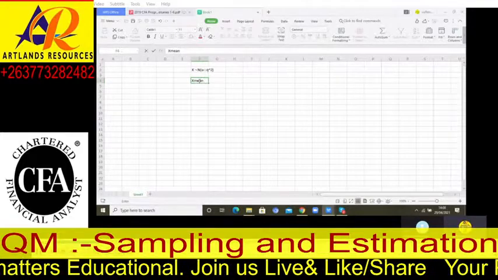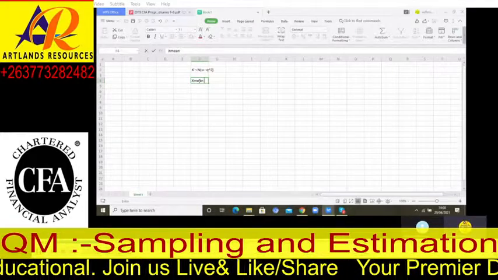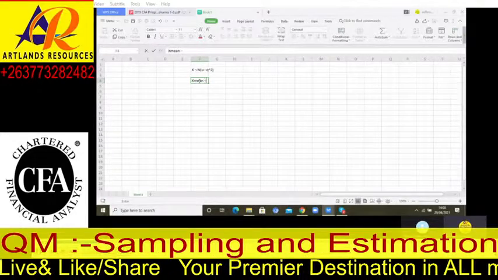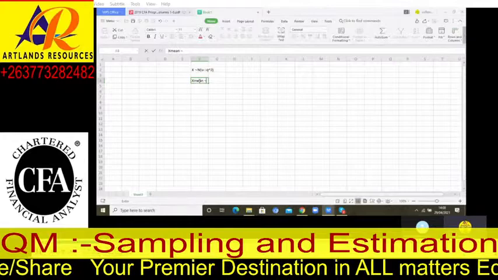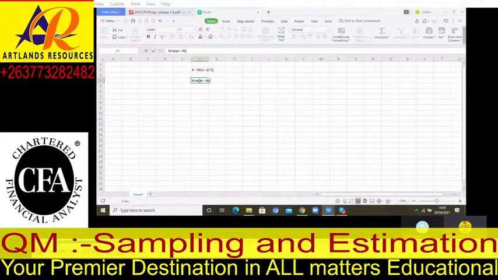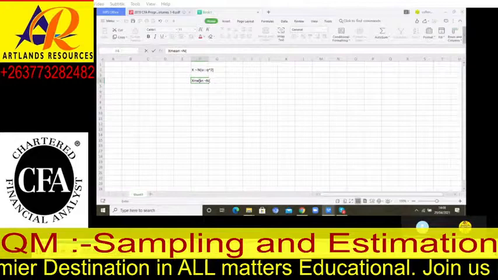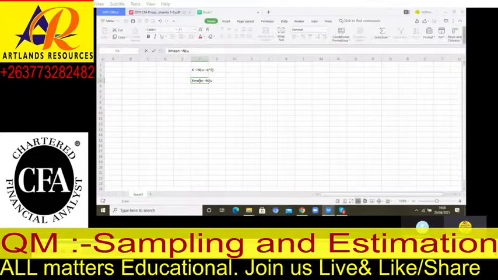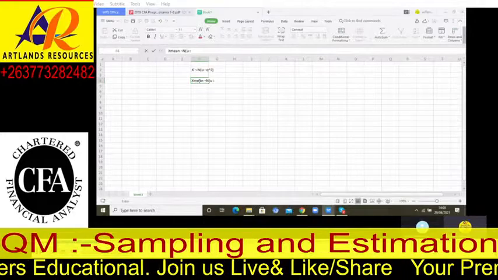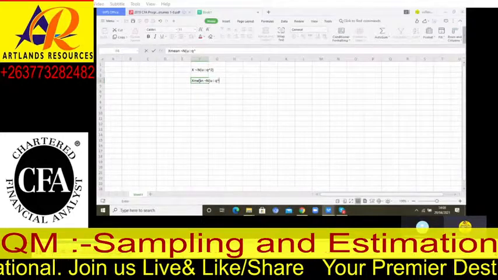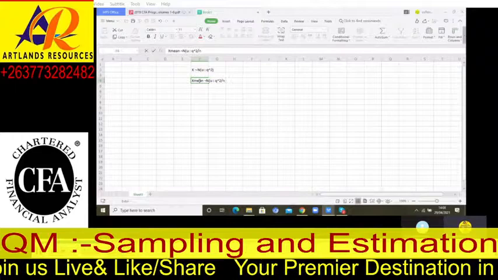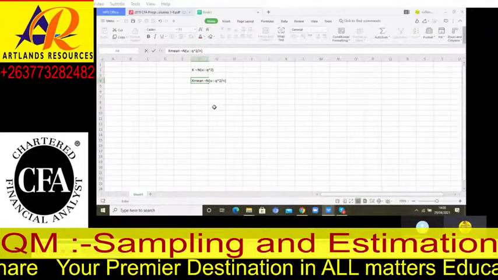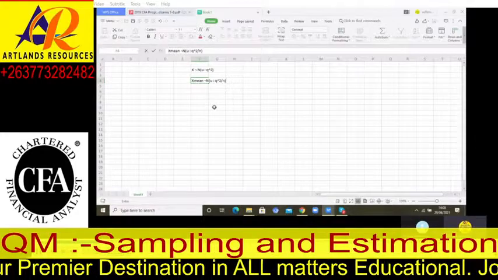Now, the distribution of the means that we calculate on each sample, according to the central limit theorem, will also be normal, with mean mu and variance of q squared over n. That's the central limit theorem. That's what it says.